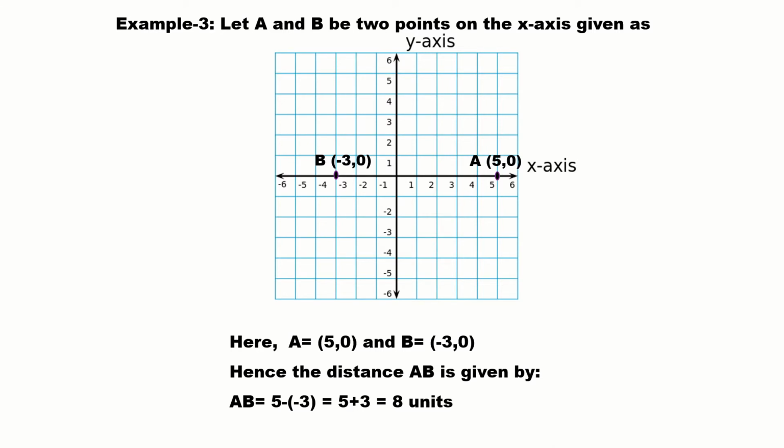Now let us take the final example. This is according to case 2 we have read earlier. Let A and B be two points on the x-axis, given as A is (5, 0). Now 0 is the y-coordinate, that is the ordinate, and B is (-3, 0). Again we have the y-coordinate or ordinate as 0. So what will be the distance between A and B? Here A is (5, 0) and B is (-3, 0), and distance AB will be given as the difference between the abscissa, that is 5 - (-3), which is 5 + 3, 8 units, again a positive number.